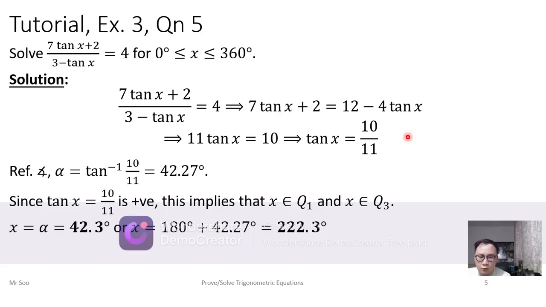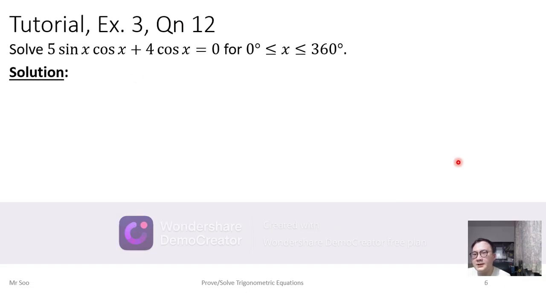Later in this year's O-level A-math question, you will see the expression is not so direct. You need to do some form of manipulation using some form of identity before you can further simplify the expression. For the tutorial question, it's quite straightforward. That was question 5. Next, question 12.